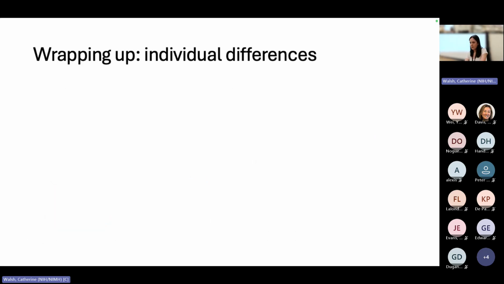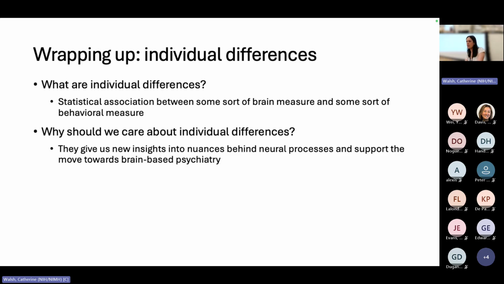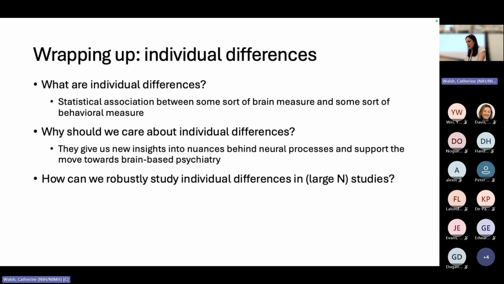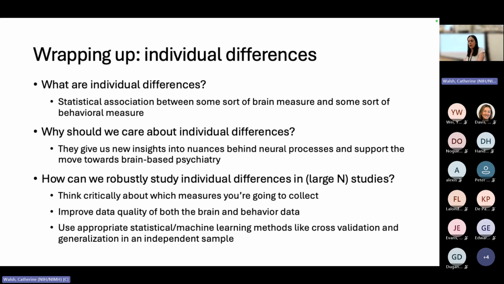So that's what I've got for you today, kind of wrapping up. Just going back to what are individual differences. They are a statistical association between some sort of brain measure and some sort of behavioral measure. We should care about them for a number of reasons, including giving us new insights into nuances between neural processes and supporting the move towards more brain-based psychiatry, and thinking about how we can robustly study individual differences in large N studies. So thinking critically about what measures we're going to collect, trying to improve the data quality of both brain and behavior data, and using appropriate statistical and machine learning methods like cross-validation and generalization to an independent sample.